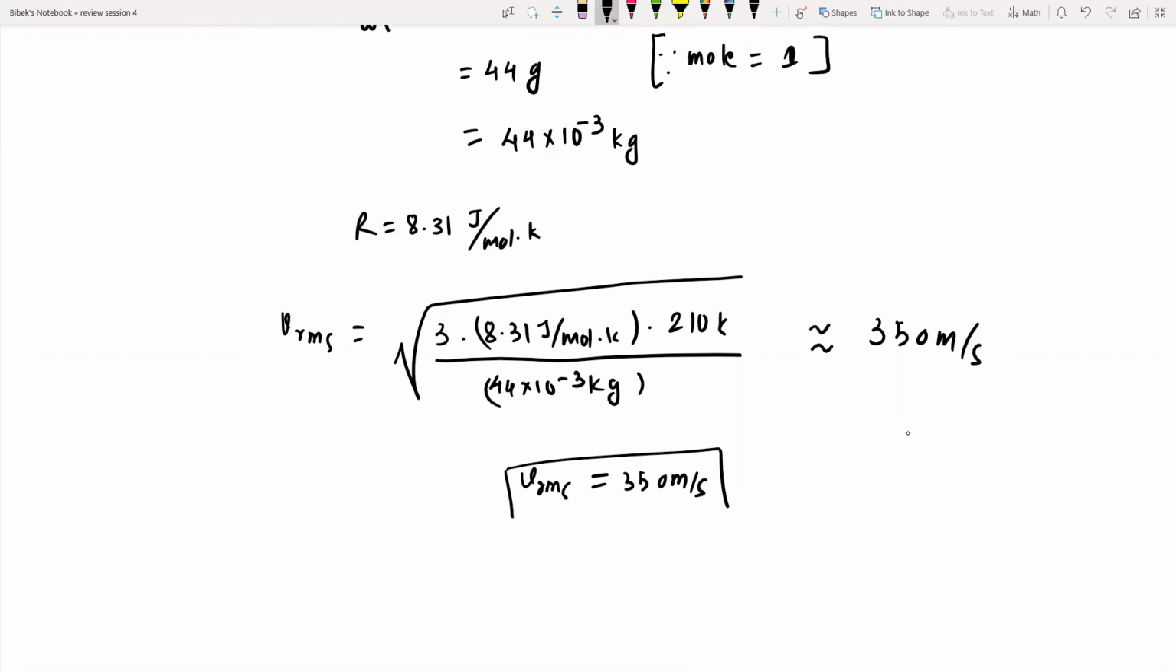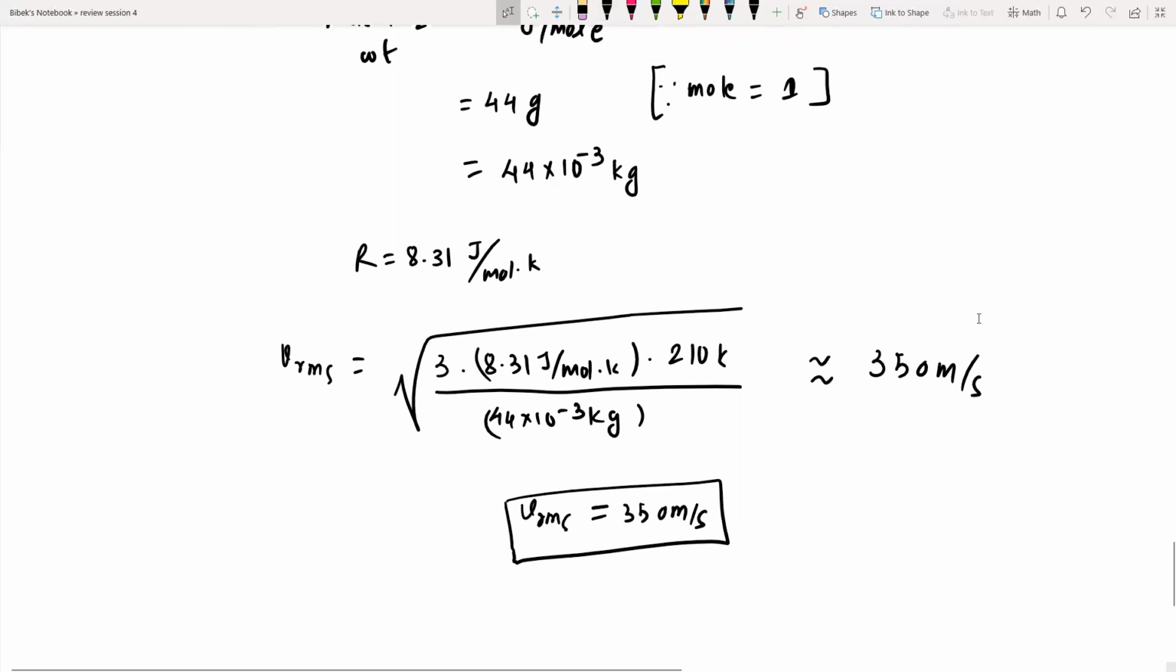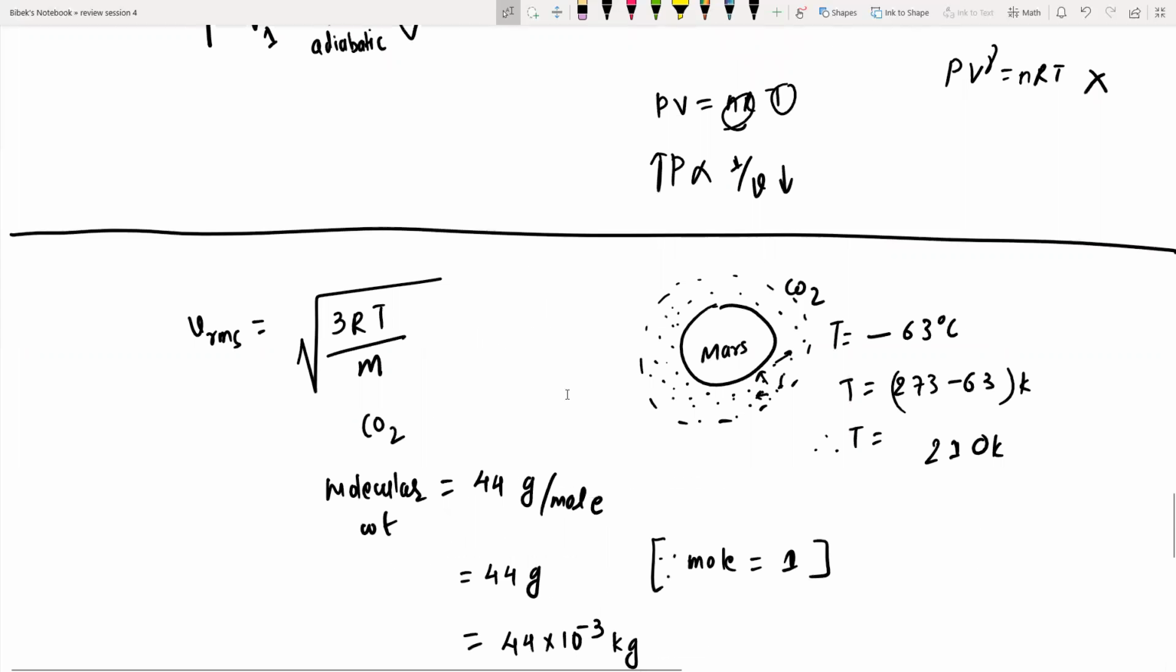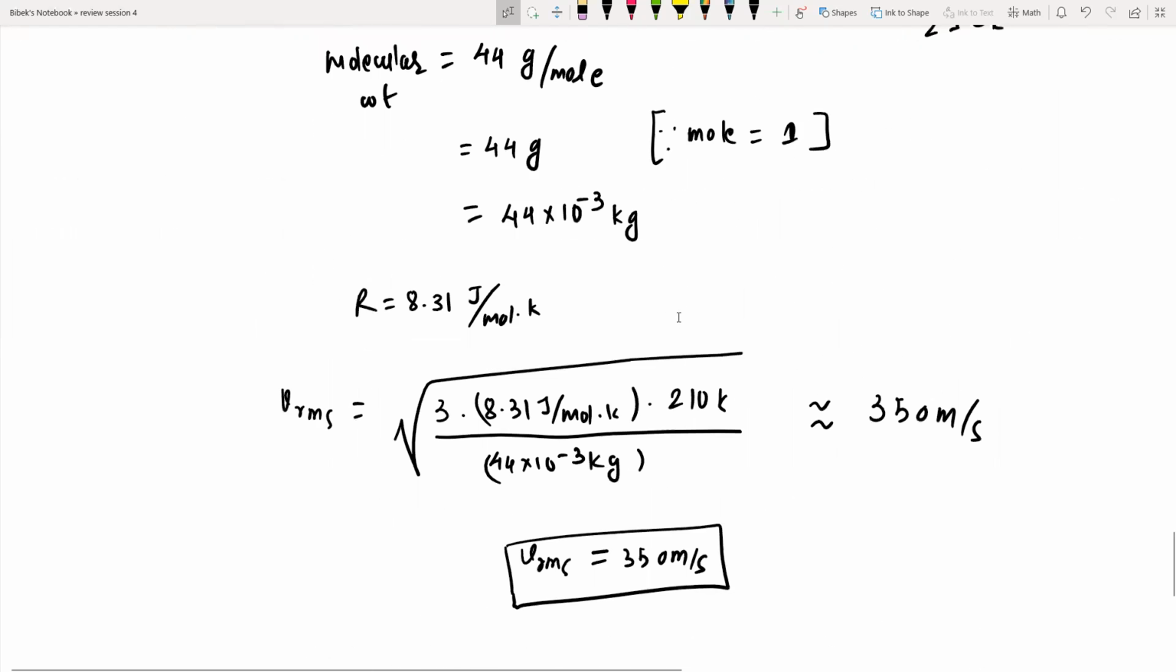And that's why the atmosphere on Mars and the Moon is very thin, because these gaseous molecules in some cases can escape the gravitational field of the planet. That's why they don't have a very thick atmosphere compared to us.